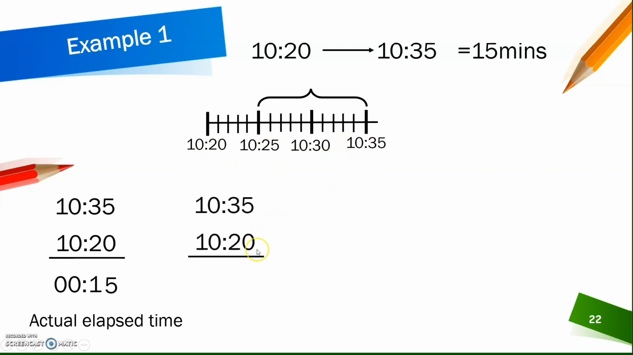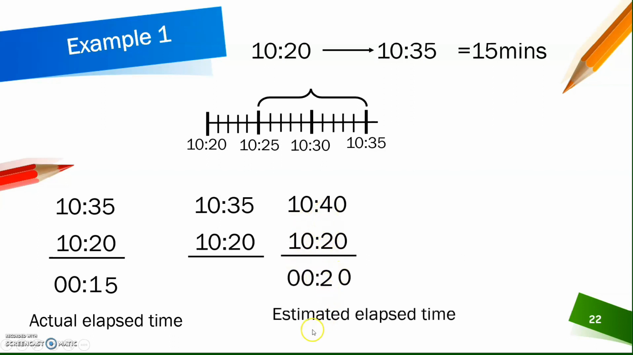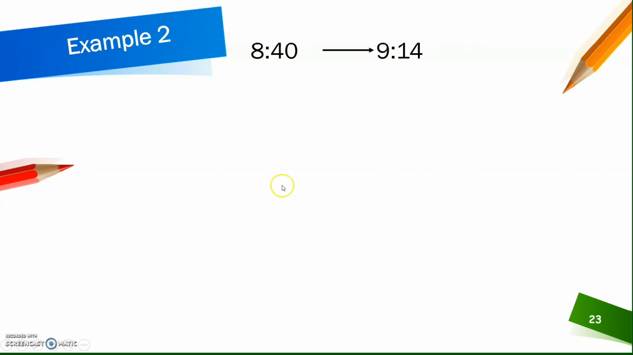So now let us solve for the estimated elapsed time. So yung 10:35 magiging 10:40 and then 10:20 remains 10:20. So 0 minus 0 equals 0, 4 minus 2 equals 2, and 10 minus 10 equals 0. So our estimated elapsed time is 20 minutes, which is dito children, kung babalik tayo sa 15 minutes, kapag ni-round off natin yung 15, 20 minutes pa rin, same lang din.